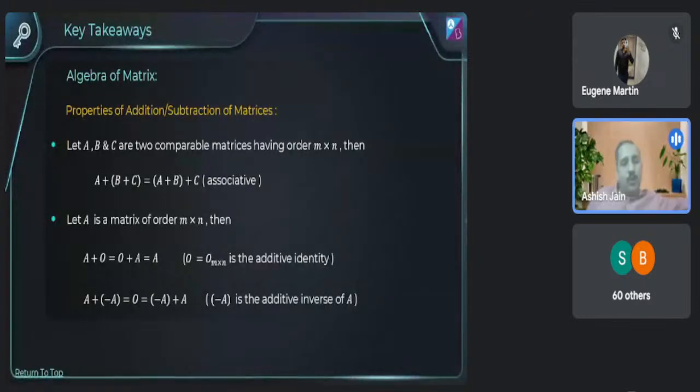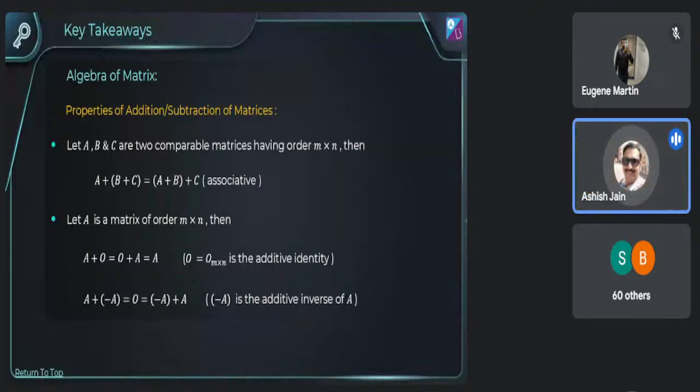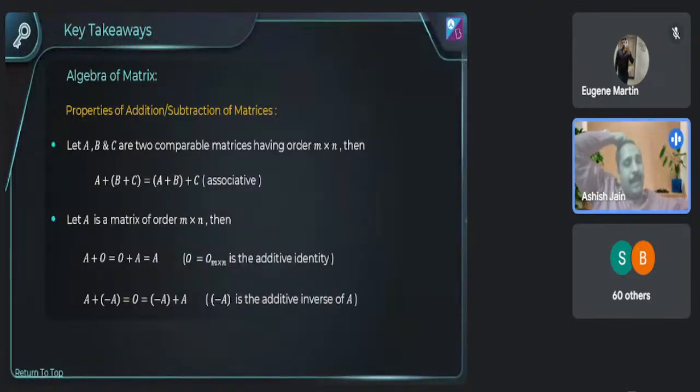Also, if we have a matrix A of order m into n, then A plus O, meaning zero matrix or null matrix, remains the same. So A plus O is equal to O plus A is equal to A, where O is not 0, it is actually O, which is a null matrix or a zero matrix of order m into n. This is called identity property. A plus a null matrix, the answer is that matrix only.